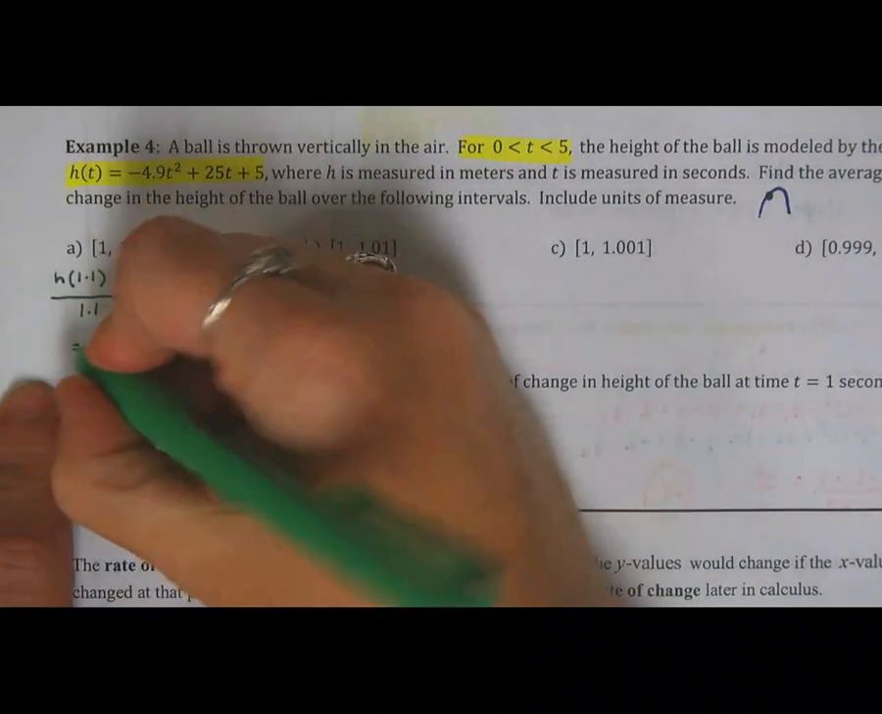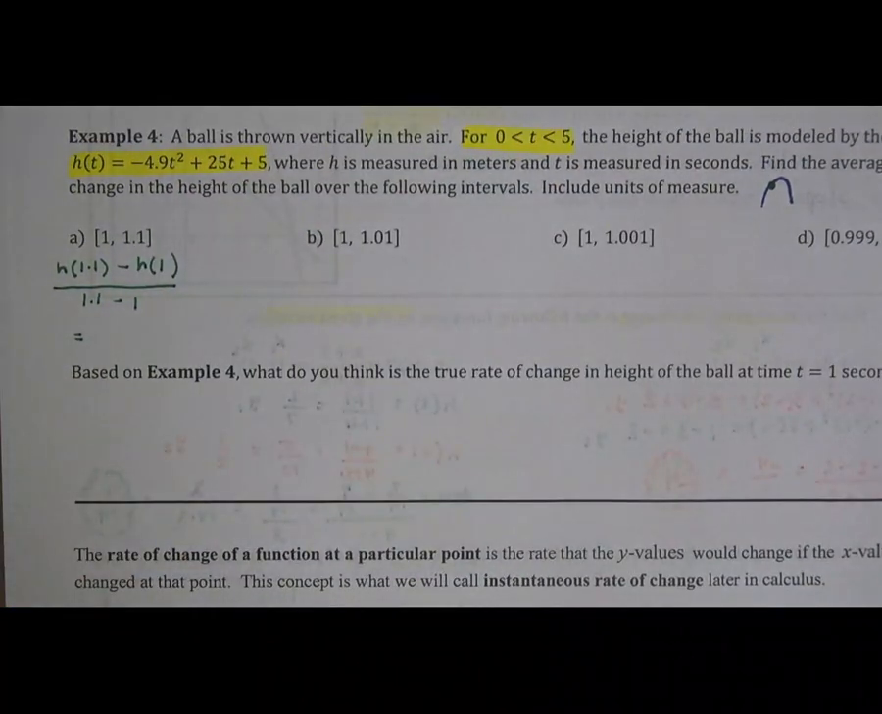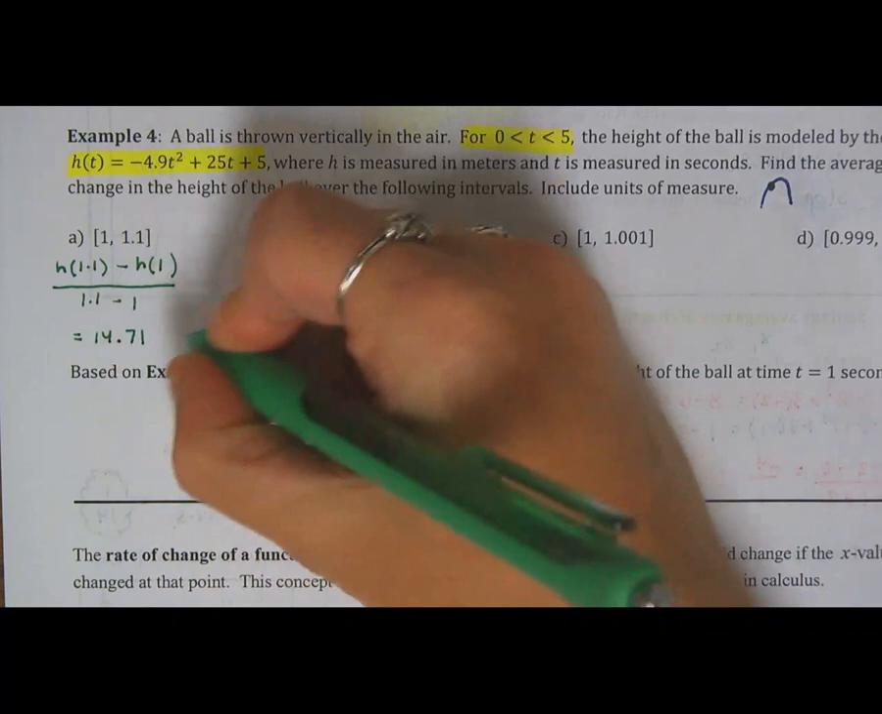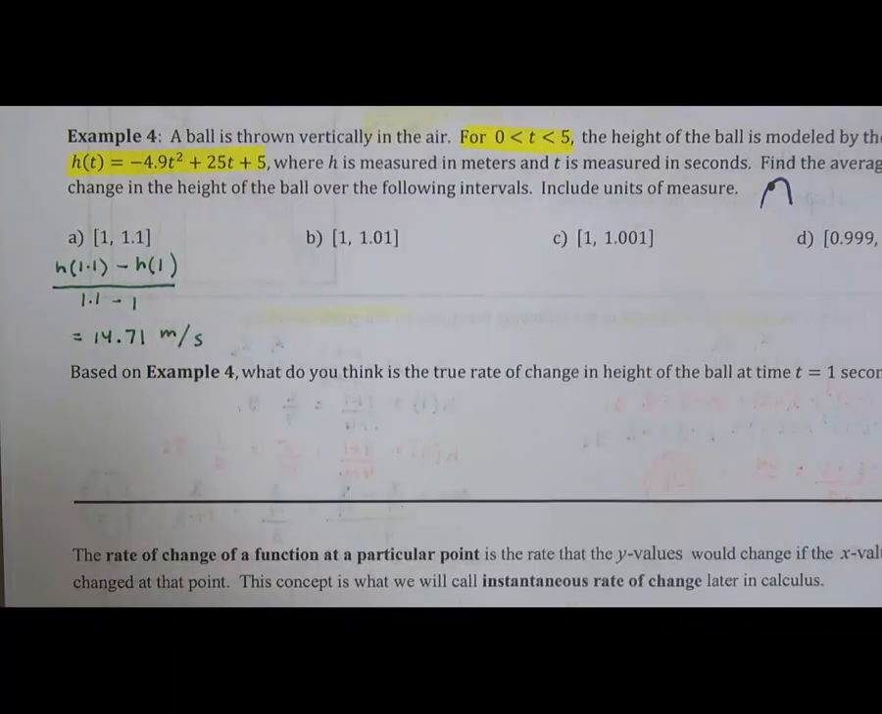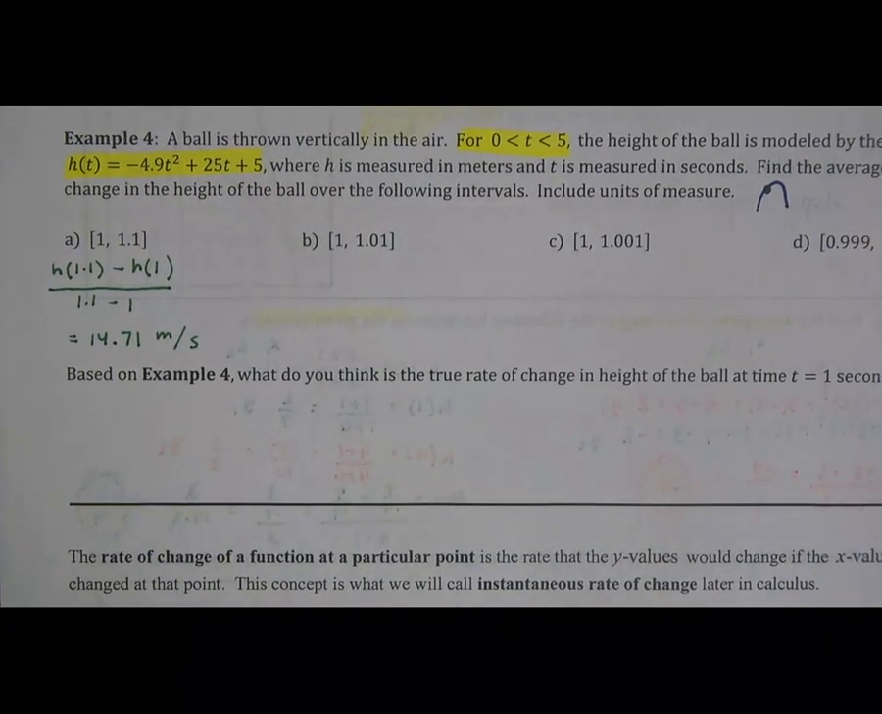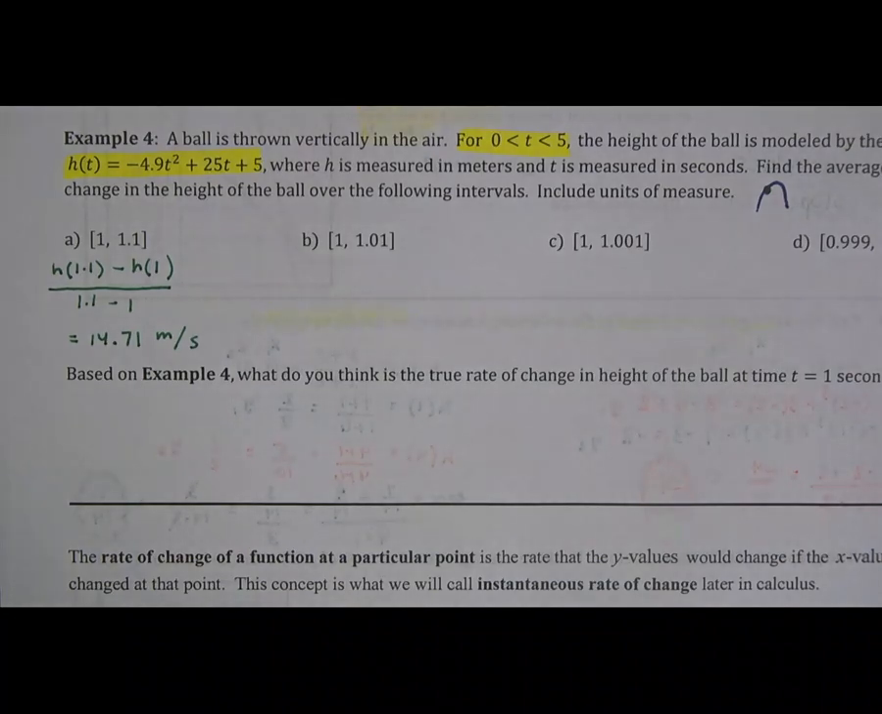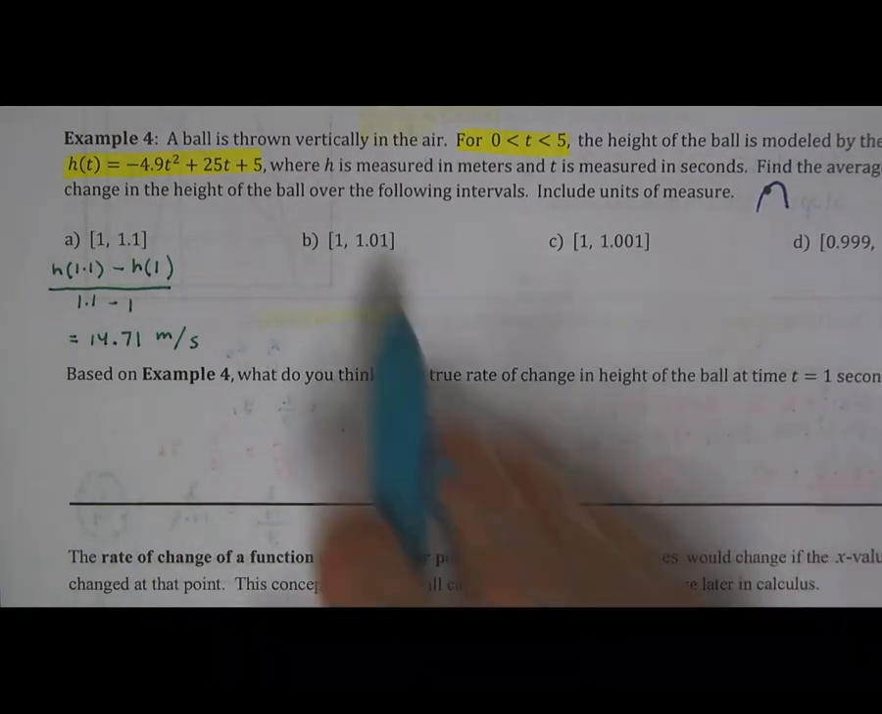I'm going to tell you right now, you would find that the average rate of change in 1/10 of a second is 14.71 meters per second. That is rounded to the thousandths; it just was 14.710. You could do this if you had a calculator. That's the expectation. Well, let's see if we make the interval even smaller.